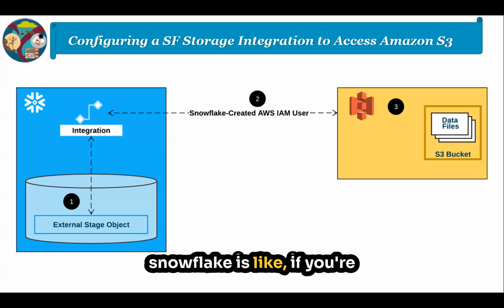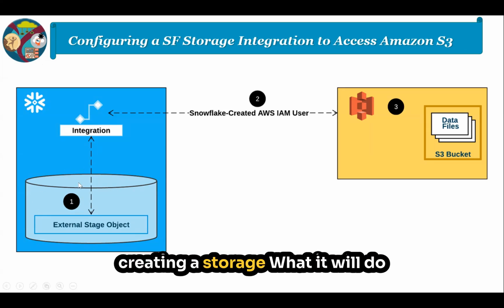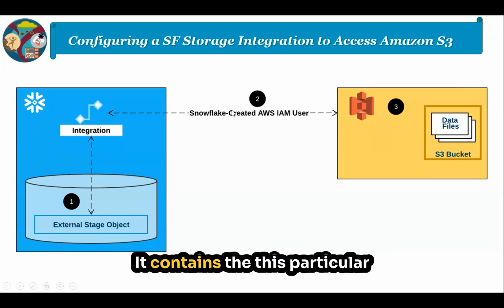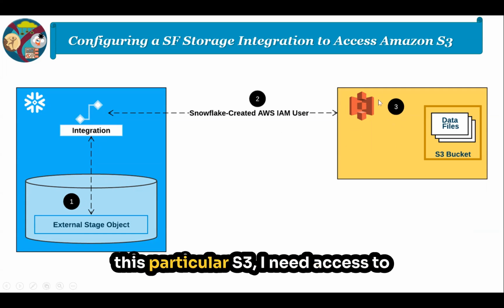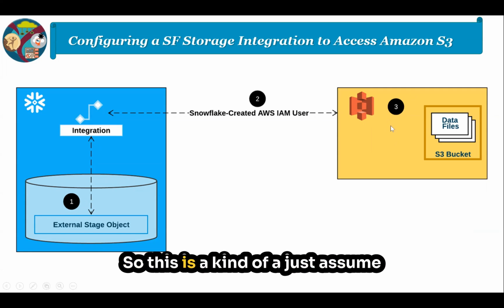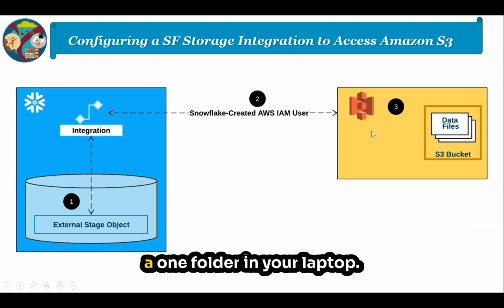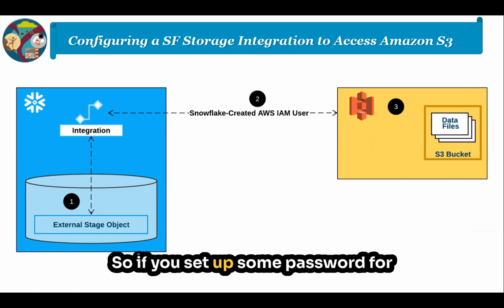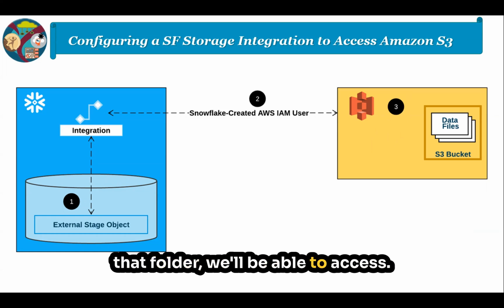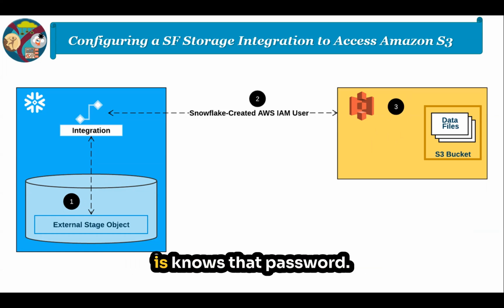Snowflake is like, if you are creating a storage integration, this particular storage integration contains the S3 bucket credentials. If I want to access the data from this S3, I need access to read the data from it, right? Just assume it is one folder in your laptop. If you set up a password for that folder, will everybody be able to access it? No. Whoever knows that password can enter it, and then they can open the folder from the laptop.